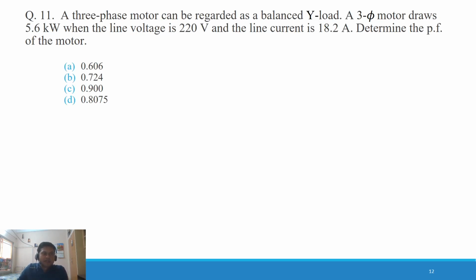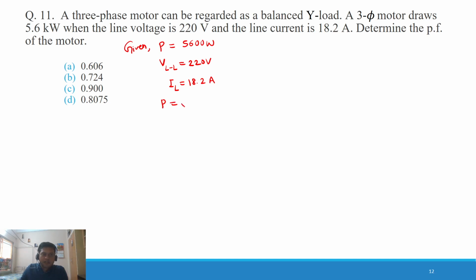Let us see this 11th question. A three-phase motor can be regarded as a balanced star load. A three-phase motor draws 5.6 kilowatt when the line voltage is 220 volt and the line current is 18.2 ampere. Determine the power factor of the motor. So what we have as given values: P equal to 5600 watt, line to line voltage given as 220 volt, and the line current is given as 18.2 ampere. So here we need to find out the power factor.